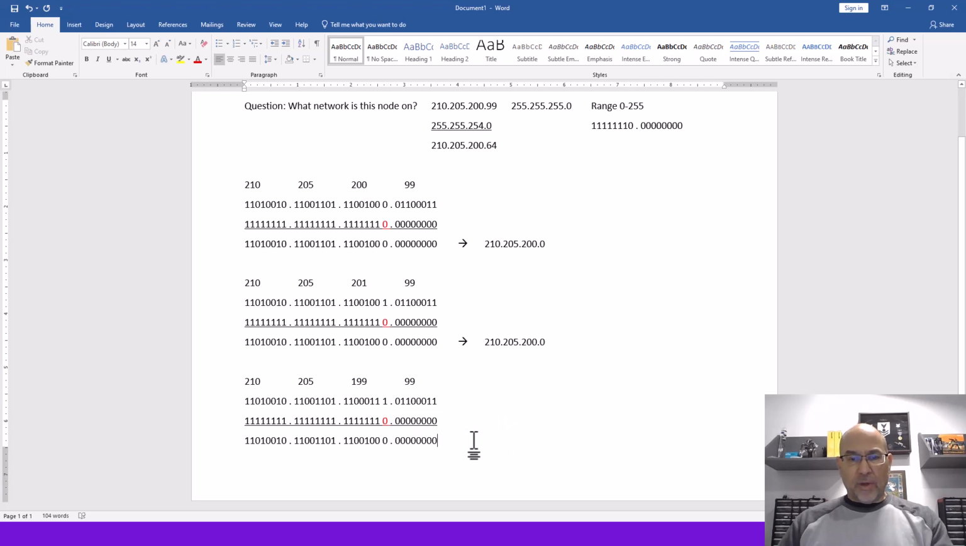Okay, now when we do the ANDing here, maybe what I'll do is I'll just change this particular example. So what do we get? We get 210, looking good so far, 205, but what does this ANDing process give me? Well, it doesn't matter what I put there, but all of a sudden I've got to bring down not this one, but these two. Which means that suddenly this is now not 200. It is now 198.0.